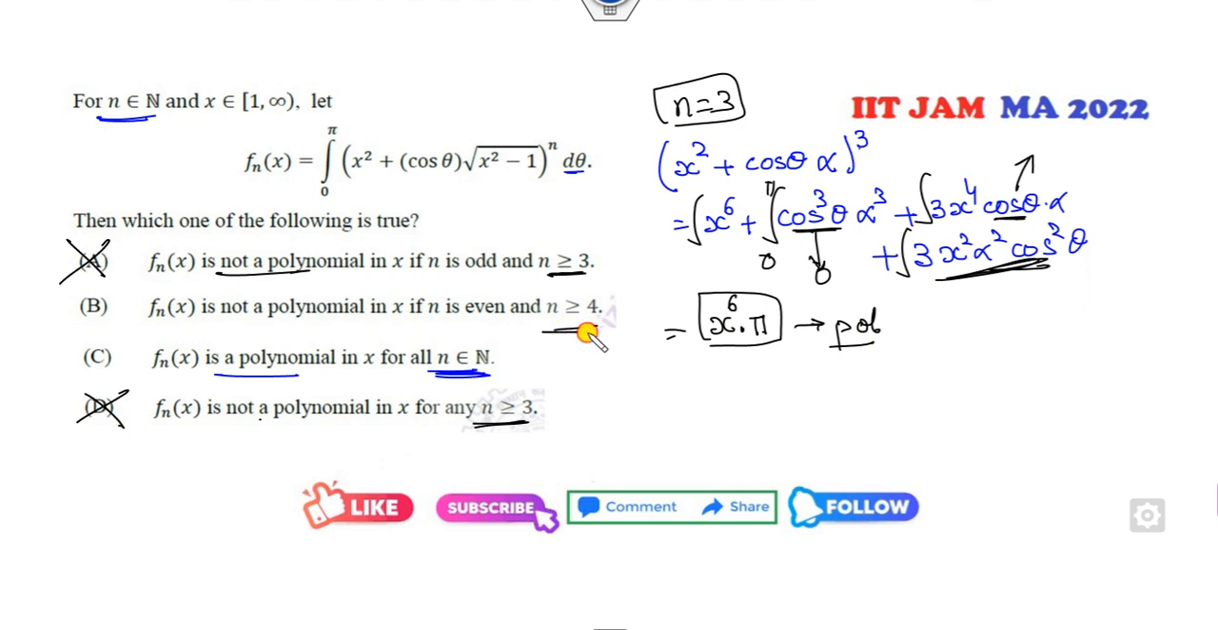Fine. N is equal to 4. Whenever you take 4, what will happen? It consists of the power 4. Again it will be 0, so this is also cancelled. C is the right answer of this problem.